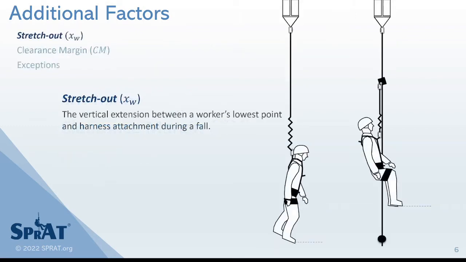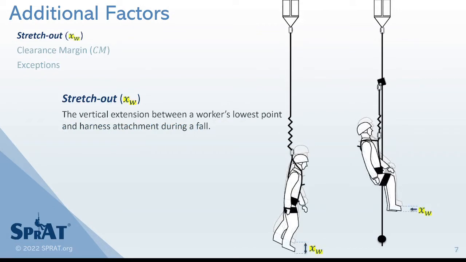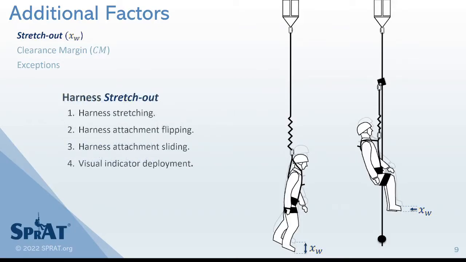Stretch out is the vertical extension between a worker's lowest point and harness attachment during a fall. Stretch out may be a result of harness stretch out or from worker stretch out, the repositioning of the worker's body. Harness stretch out may be affected by harness stretch, flipping of the harness attachment, sliding of the harness attachment, and deployment of a visual indicator.